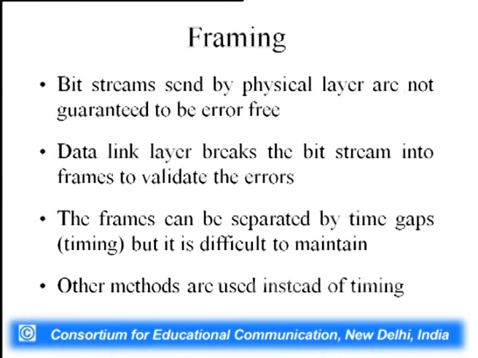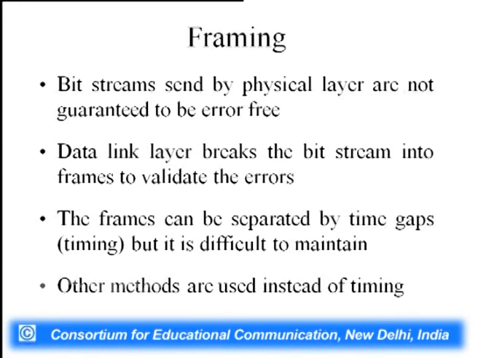Now, why do we go for framing? Bit streams sent by the physical layer are not guaranteed to be error free. That means the bits transmitted by the physical layer can receive errors because of noise or interference in the channel. These bit streams are then divided into frames by the data link layer to validate the errors. Why is it important to divide the bit streams into frames to validate errors?